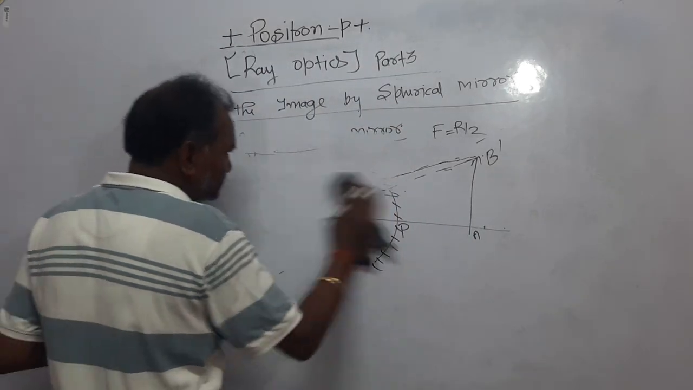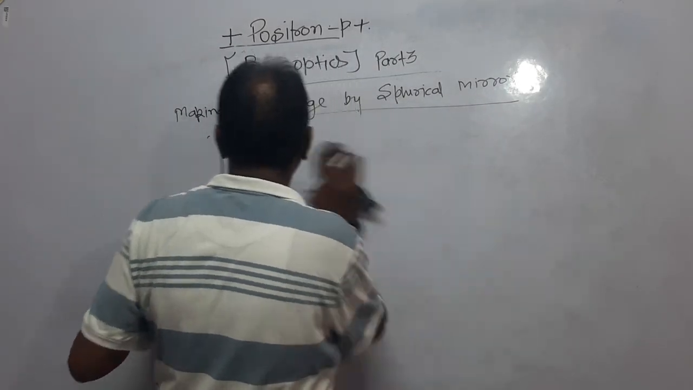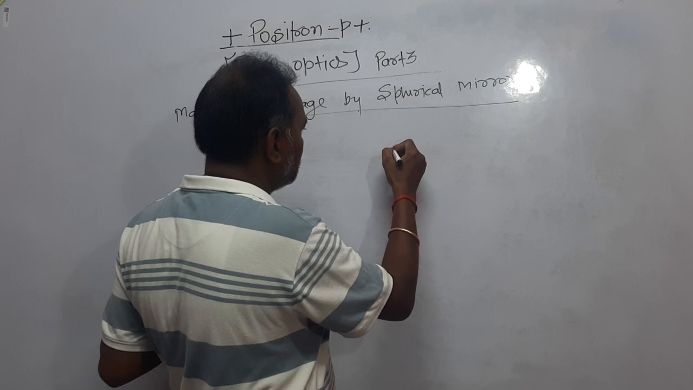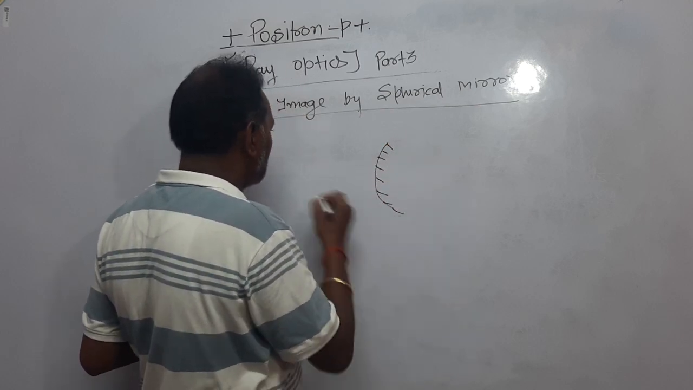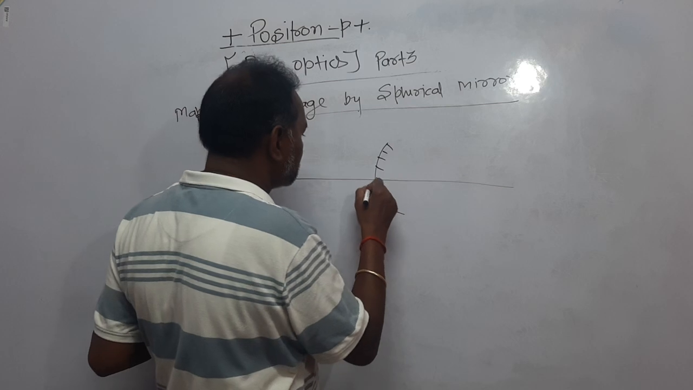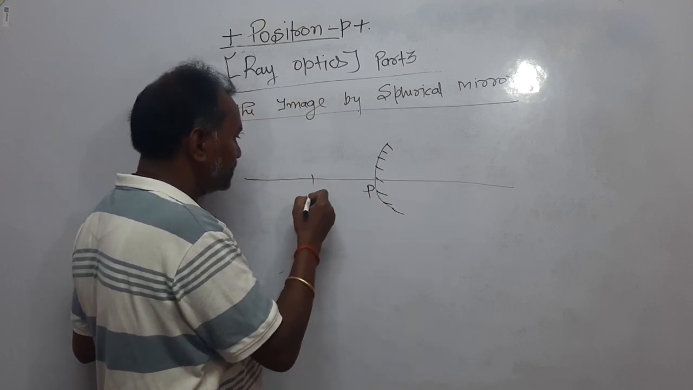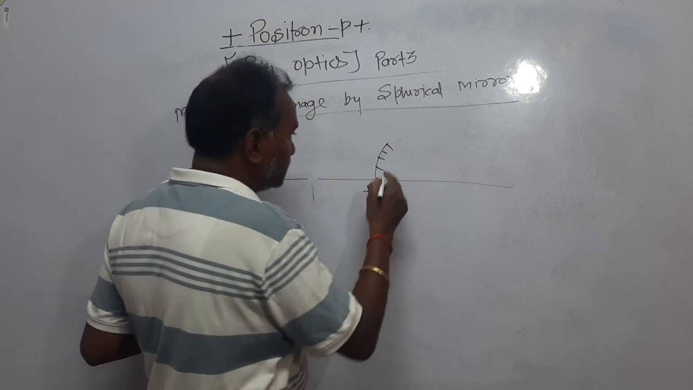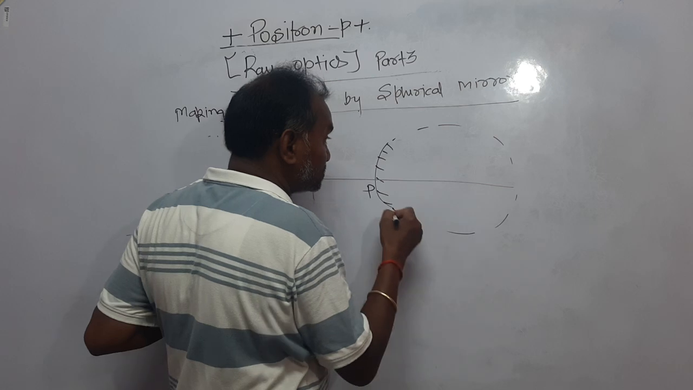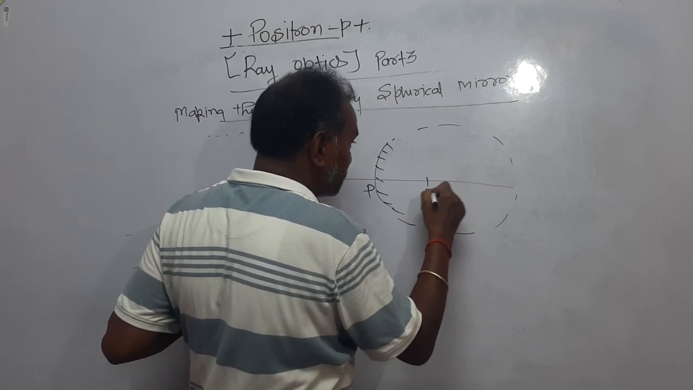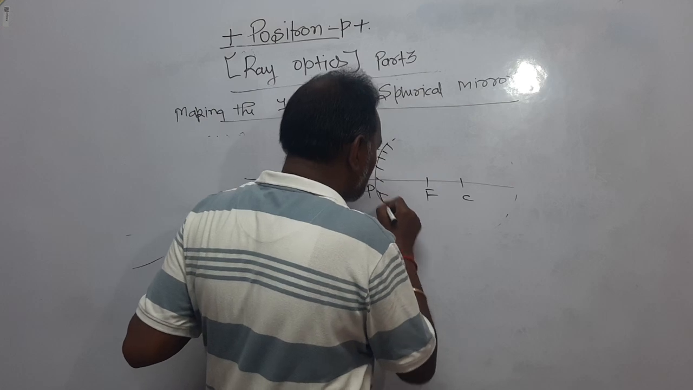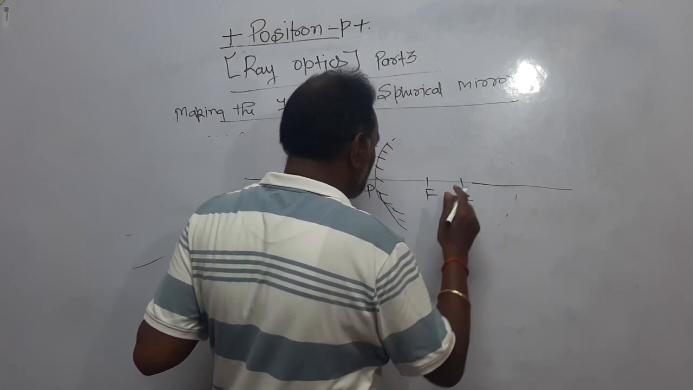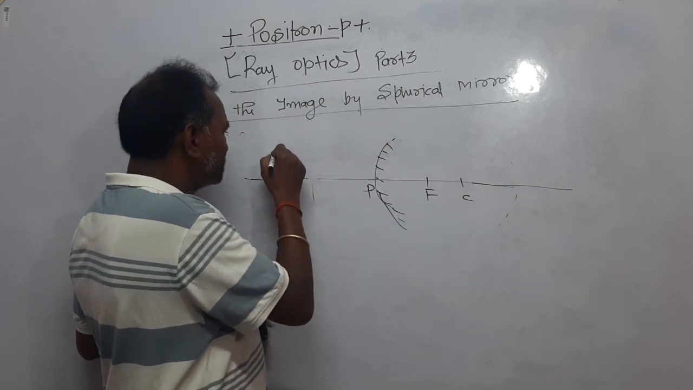Dear students, in the case of convex mirror, this is the convex mirror, this is the geometrical center, the pole. It is a part of this sphere. So this is the focus and this is the center of curvature. Now, dear students, look here. Let the object be in this way.